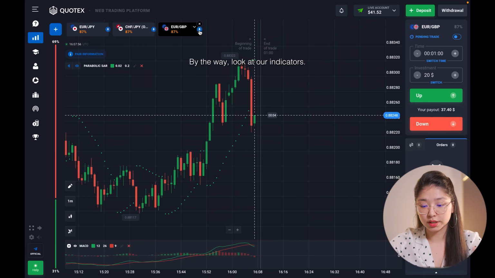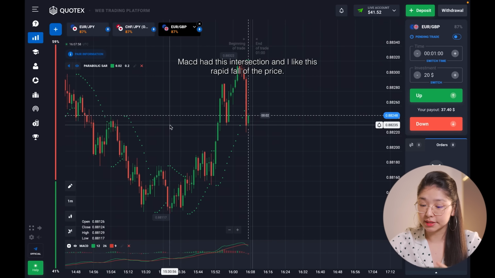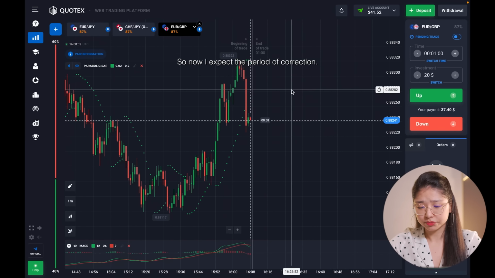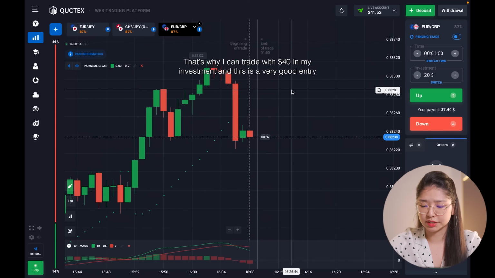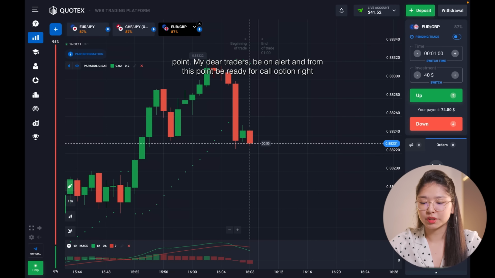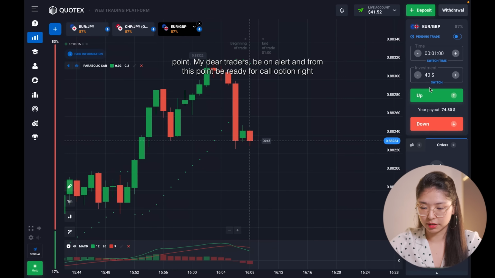And by the way, look at our indicators. MACD had this intersection, and I like this rapid fall of the price. So now I expect a period of correction, and that's why I can trade with $40 as my investment. This is a very good entry point, my dear traders. Be on alert, and from this point be ready for a call option right now.